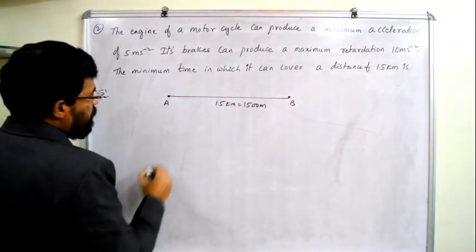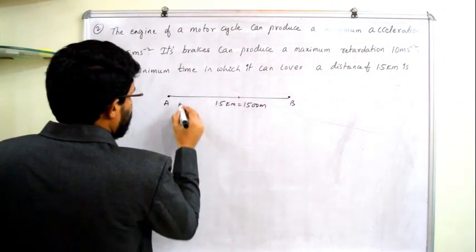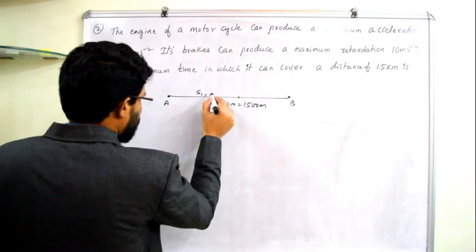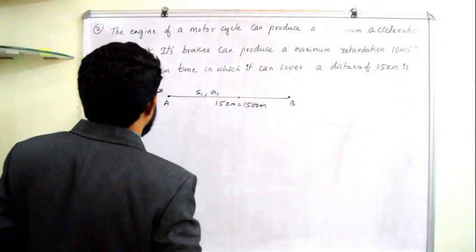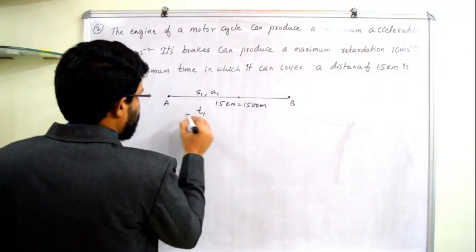Okay. Up to this point, I'll consider this distance as S1. Let us say it has maintained acceleration A1, and let us say it has taken a time equal to T1.